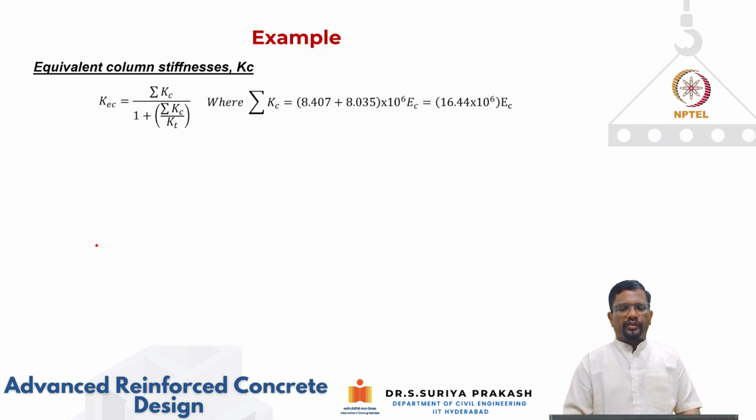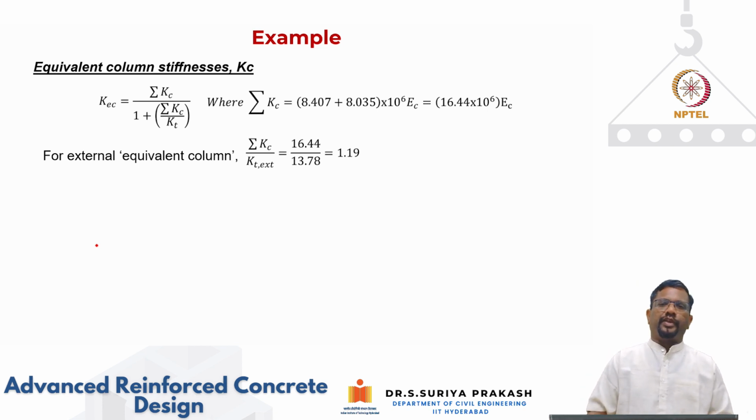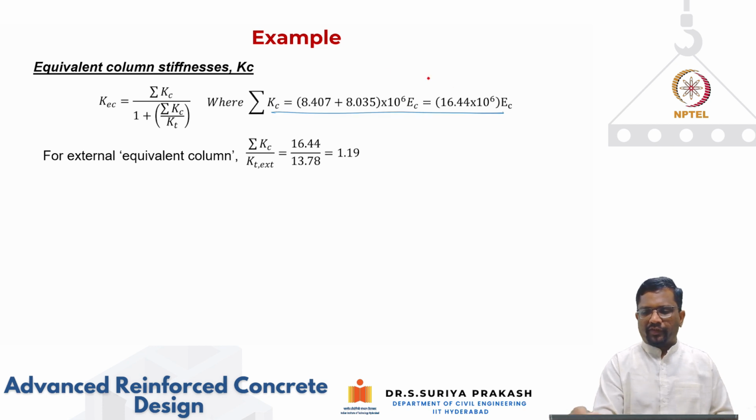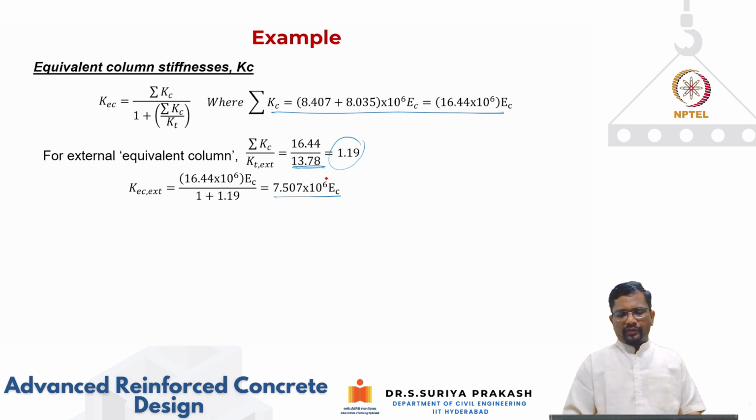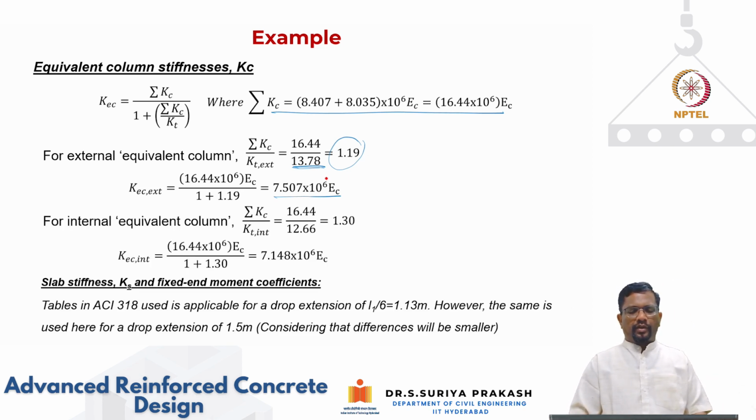Now, the equivalent column stiffness we have seen is going to be summation of Kc divided by 1 plus summation of Kc by Kt. Summation of Kc we have calculated as 8.4 plus 8.03735 into 10 to the power 6, and Kt we calculated for the exterior column is 13.78. Substitute that, and you get 7.507 times 10 to the power 6. Similarly, I do that for the interior column and you get these values. Now we have the stiffness parameters for the columns.